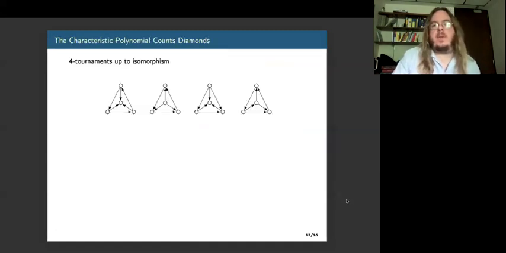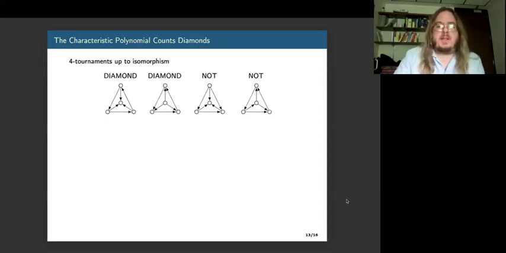So the key here is going to be that the characteristic polynomial of my Gram matrix will count these diamonds. And first I want to tell you what a diamond is. So here are the four tournaments up to isomorphism, that is, the tournaments on 4 vertices. Now these first 2 on the left are diamonds. They are comprised of a 3-cycle and then a single vertex where every edge either comes into or out of that vertex. Now these other 2 are not diamonds. So the diamonds are just described as they are on the left.